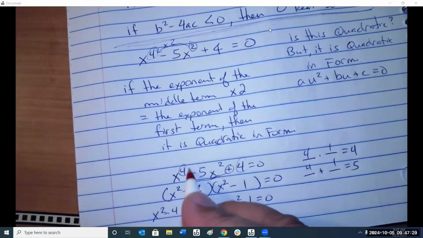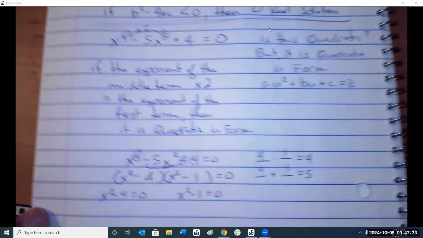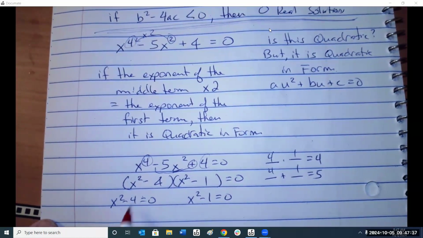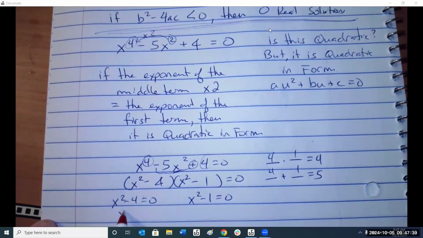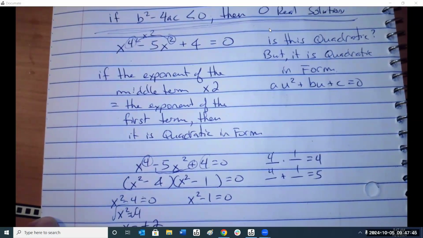Remember, we're supposed to have 4 answers because the degree is 4. And this is where we're going to get them. Because here, if we solve for this, we have x squared equals 4, and square root both sides. So x equals plus or minus 2.